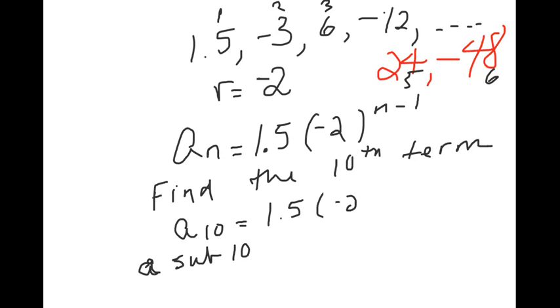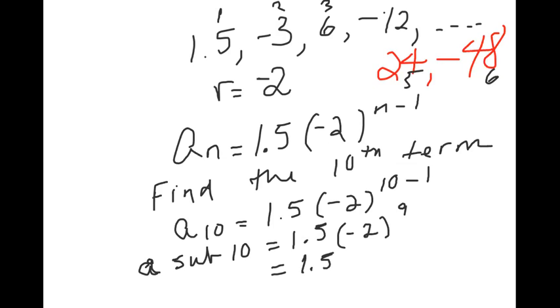times negative 2. Then you're going to raise it to the 10 minus 1 power. Order of operations says do the exponent first. So here, 10 minus 1 gives you 9. Now you have to get a calculator and type this in. It's going to be 1.5 times, that's multiplication, negative 2 in parentheses. You have to put the parentheses. Hit your power button and raise it to the 9th power, and that will give you your answer.